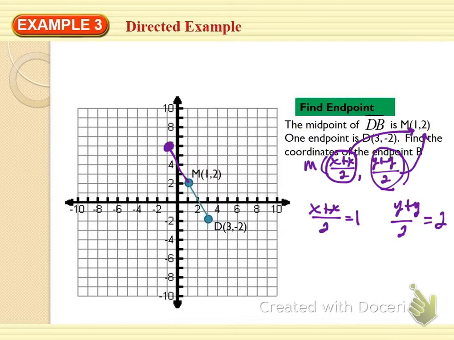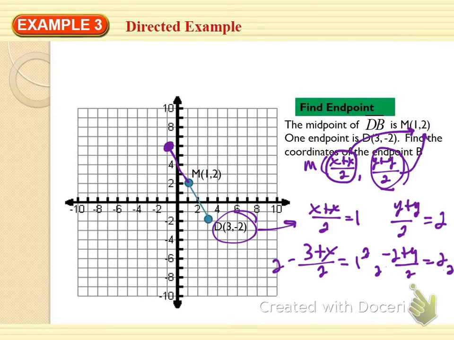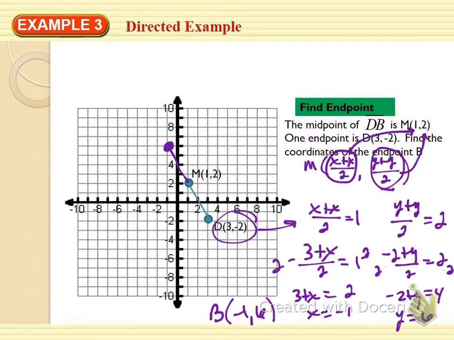Now, we can plug the coordinates for D in here. So 3 for x and -2 for y, and just use some algebra skills. Multiply both sides by 2 here. Same thing here, because we're trying to get those variables alone. And so we get 2, subtract 3, x is -1. Here we get -2 plus y equals 4, add 2, and y is 6. And so our coordinates for B are -1, 6.